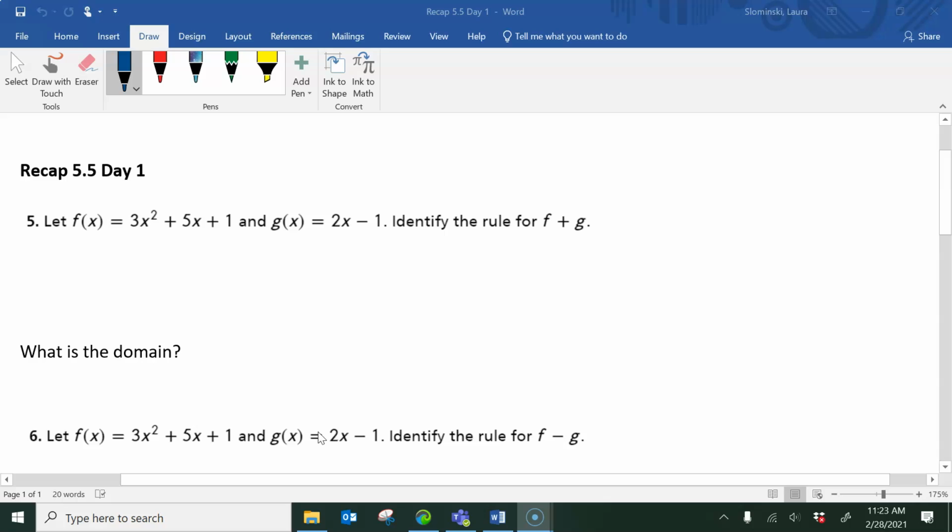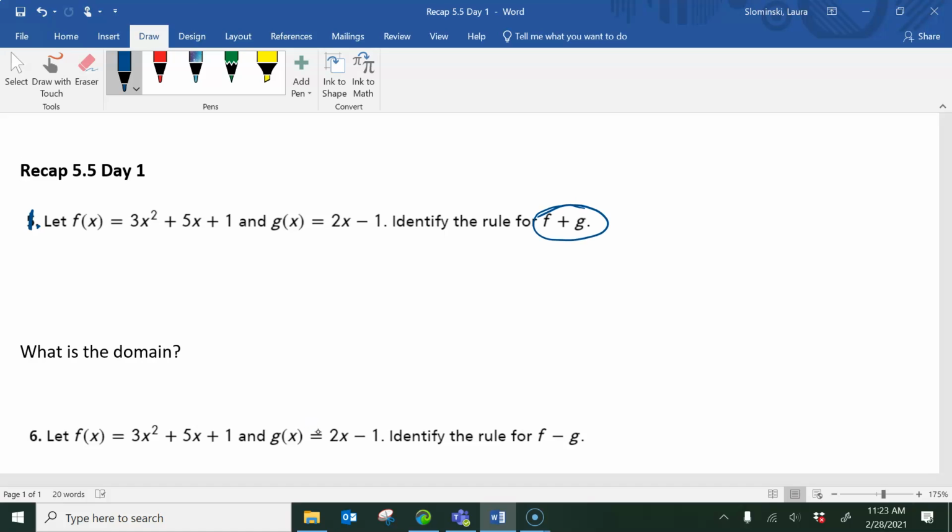Okay, so we're just going to do a few examples of what the video went over. The first thing we are going to do is practice adding two functions. We started seeing this new notation where it just says do f plus g. Well, that's saying take function f, so the 3x squared plus 5x plus 1, and add function g. When it's addition, it's nice and easy, plus 2x minus 1.